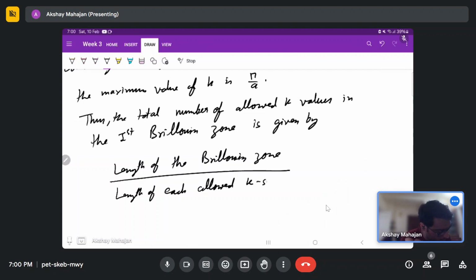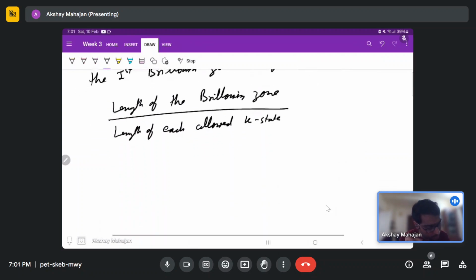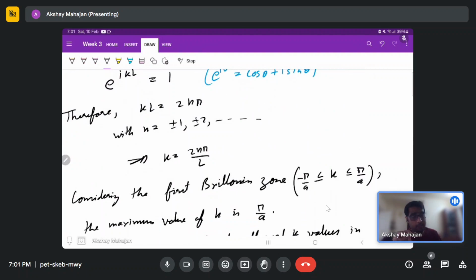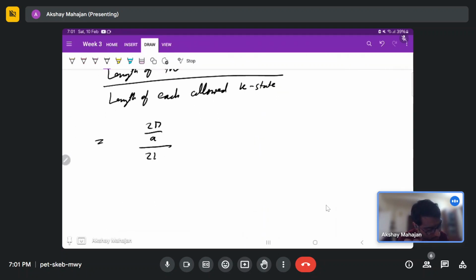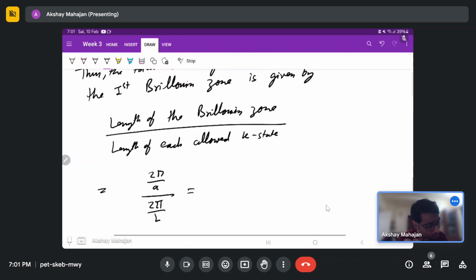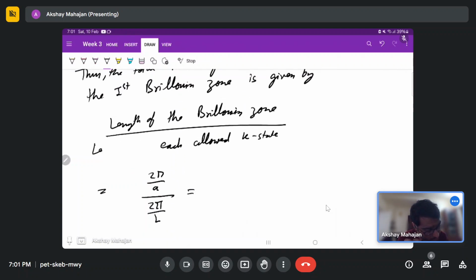Here the length of your Brillouin zone is going to be from minus pi by a to pi by a, so it will be 2 pi by a. And your k values are 2 n pi by L, so each k occupies a length of 2 pi by L.